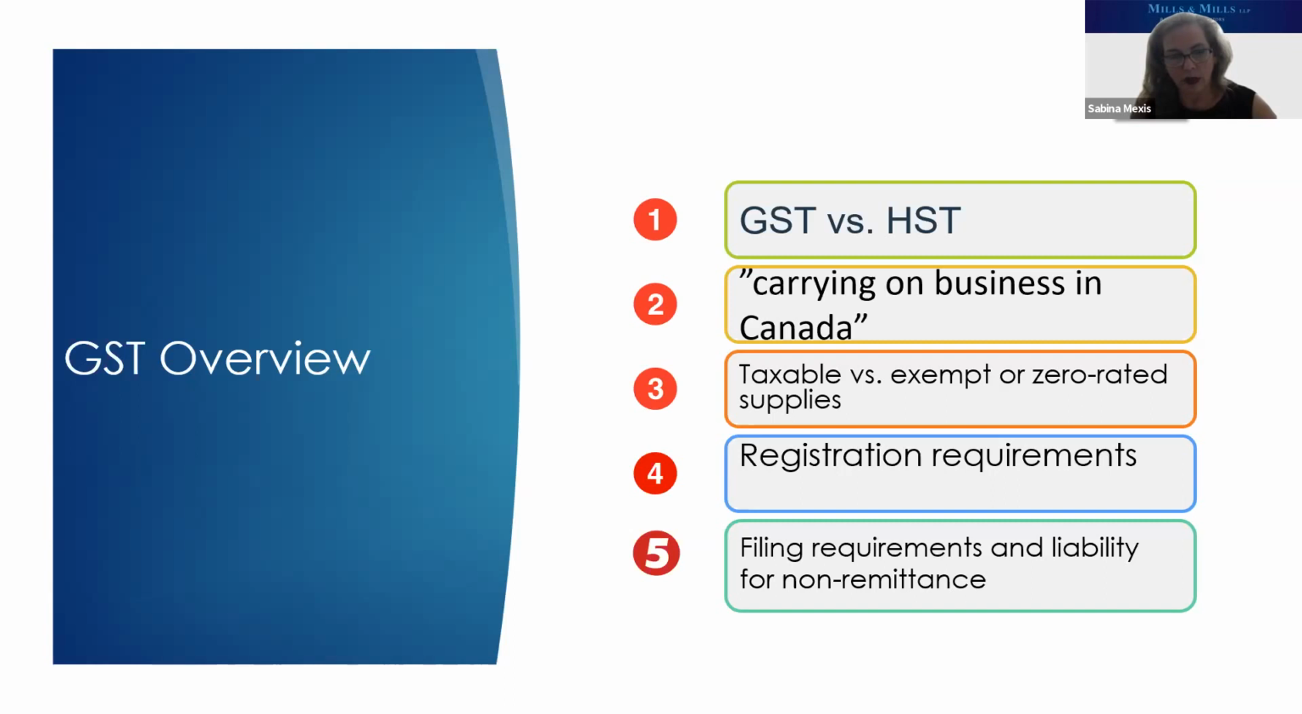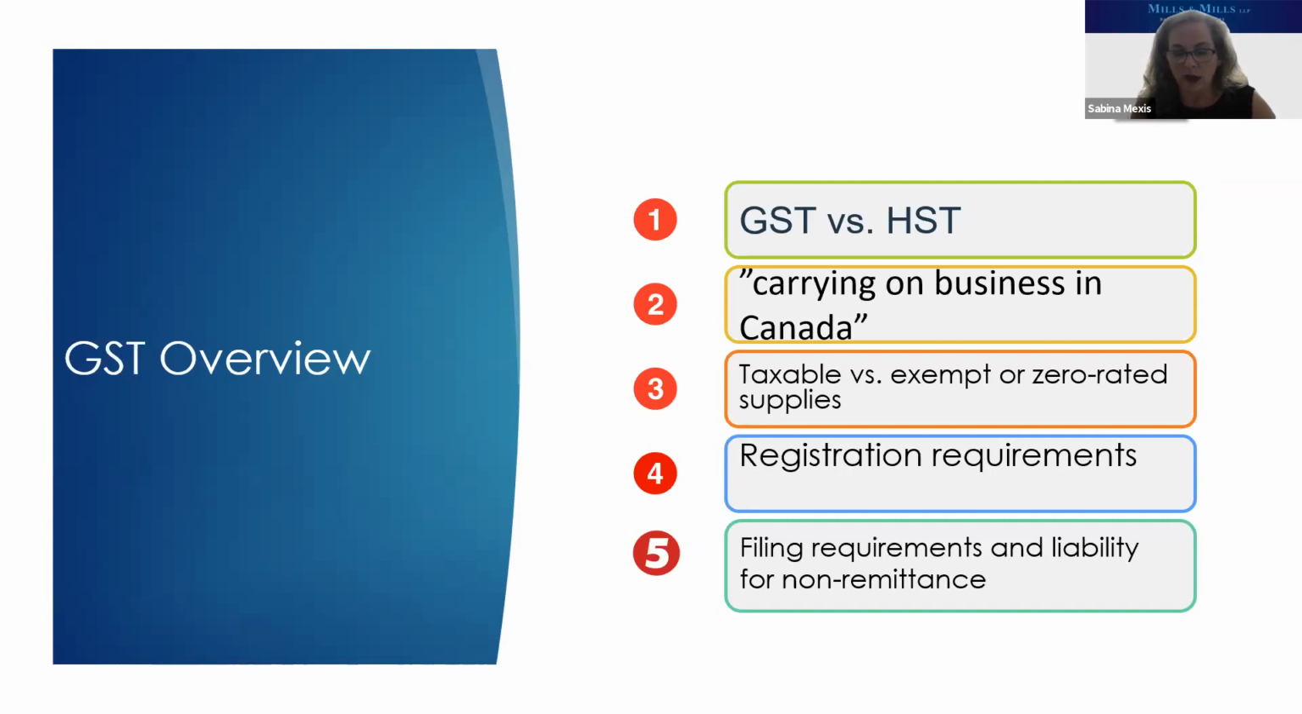The reporting periods and filing requirements are assigned at the time of registration, and they're determined based on your total revenue. So you can be an annual filer, you can be a monthly filer, you can be a quarterly filer. That's determined at the time that you register, and you will be asked about your estimated revenue from your taxable supplies, and then assigned a filing period, a reporting period. The filing and remittance due dates will be based on your reporting period.